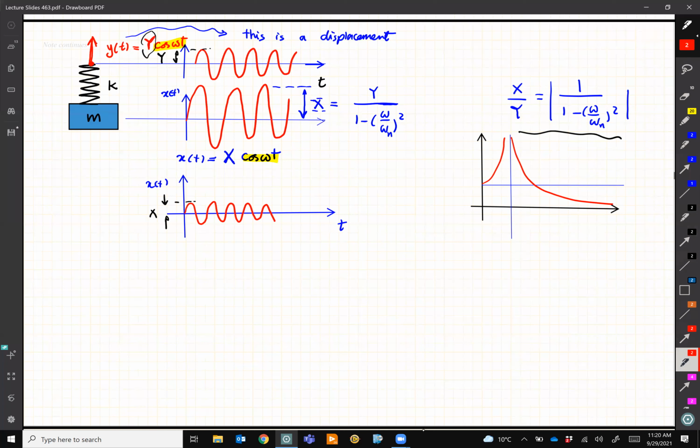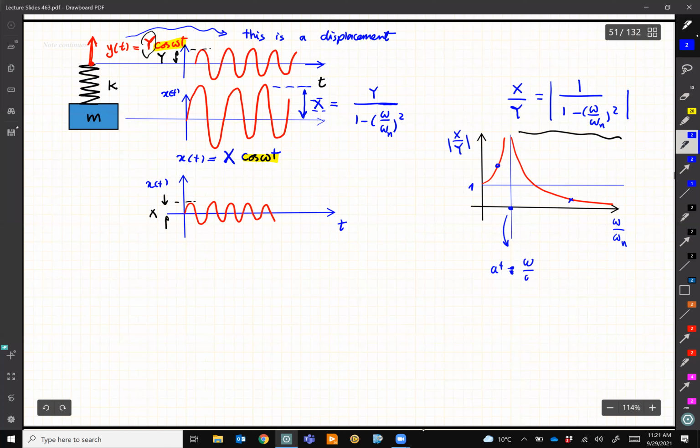So depending on where we are on this graph, like what is the ratio of omega over omega n, this x over y can change, right? That makes sense. If you are, let's say here, it is bigger than 1. If you are over there, it is less than 1. And if we are at exactly omega equal to omega n, or omega over omega n equal to 1, then we are in trouble. None of these equations is correct. We are at resonance, and the form of the equations is something different, which we discussed.